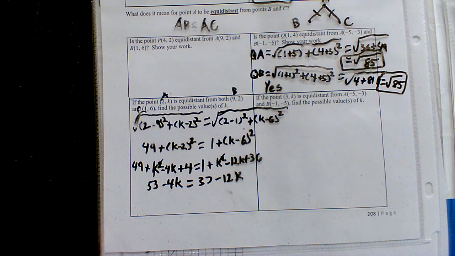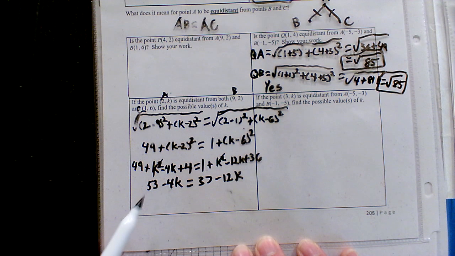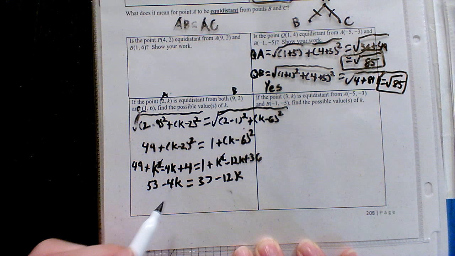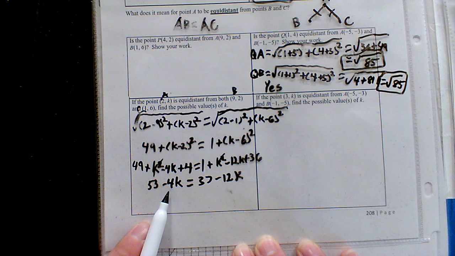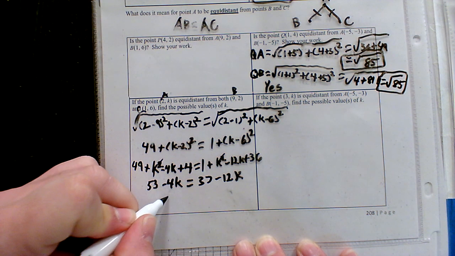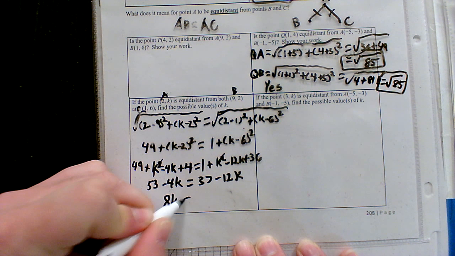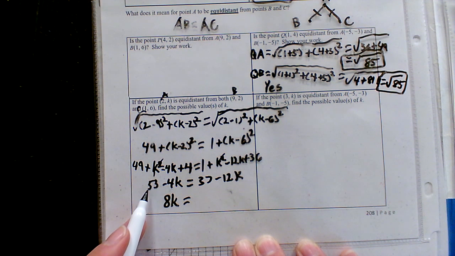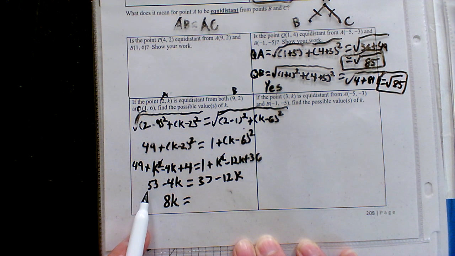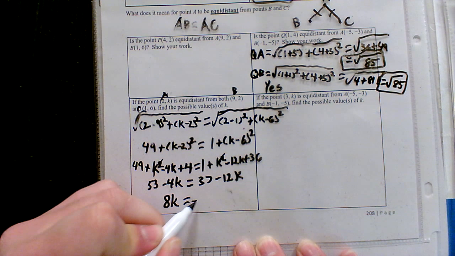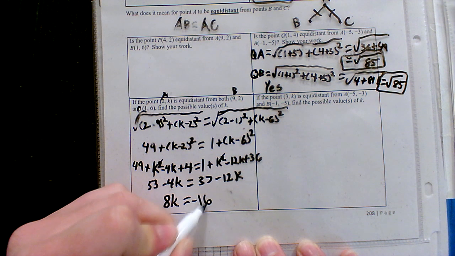So now what I'm going for is combining like terms. I'm trying to find what k is. If I move all my k's to the left and all my numbers to the right, I'm going to solve for it. So I'm going to add 12k, because I'm subtracting here. So negative 4 plus 12 is 8k. And I'm going to subtract 53. If I have 37 and I subtract 53, I will get negative 16.